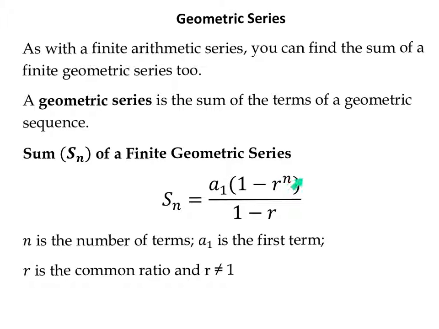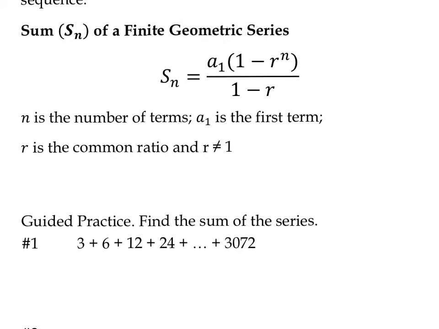So we don't need to know the last term. When we found the arithmetic series, we needed to know the first and last terms. Now we need to know the first term, the common ratio, and the number of terms. We put the common ratio in both these places and fill in the first term and the number of terms, and we can calculate; this will give us the sum. So let's see how we can use this in some examples.